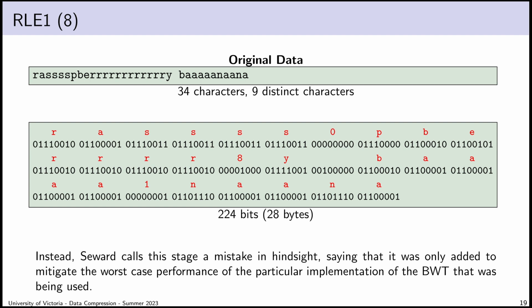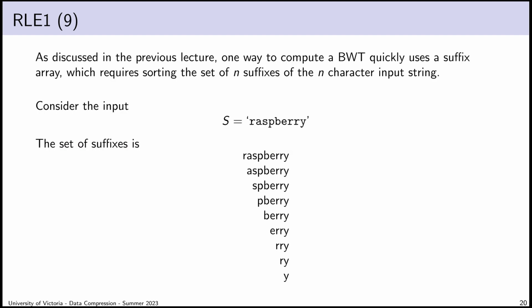Seward actually calls the RLE1 stage sort of a mistake, although maybe it's sort of a harmless mistake, like it doesn't make the compression worse in general. Seward acknowledges it was only added to mitigate an algorithm performance issue that had to do with the way the BWT was implemented, and it turns out the BWT could have just been implemented differently. This belongs more in the previous lecture. I talked about that briefly in the last lecture. I'll just give an overview.